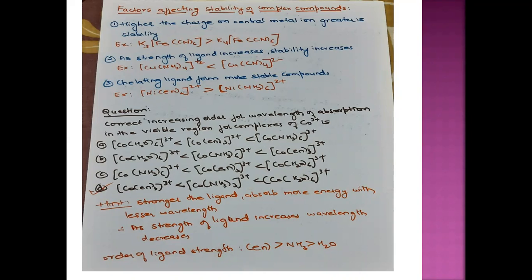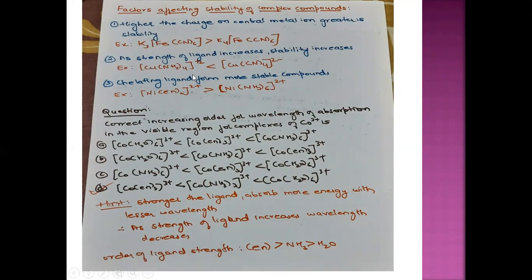Second point: now the ligands themselves are different. The first thing you have to see is the strength of the ligands. As the strength of the ligand increases, the stability increases. What do you mean by this point? The complex with the stronger ligand will be more stable compared to the complexes with the weaker ligand. You can see the example here.